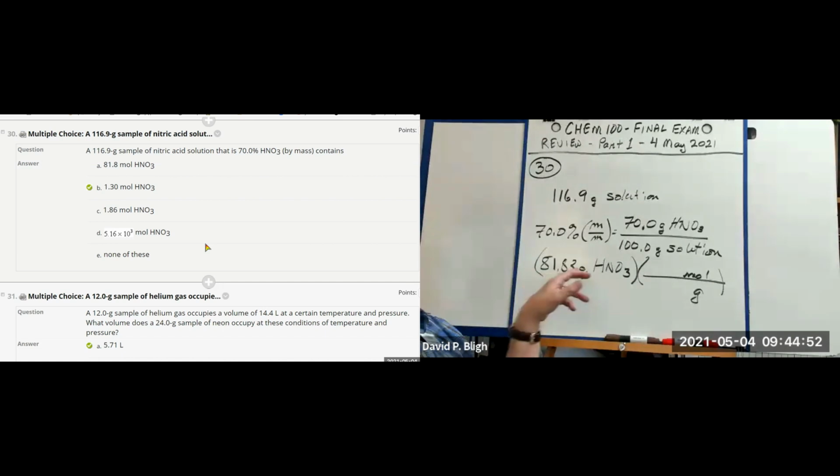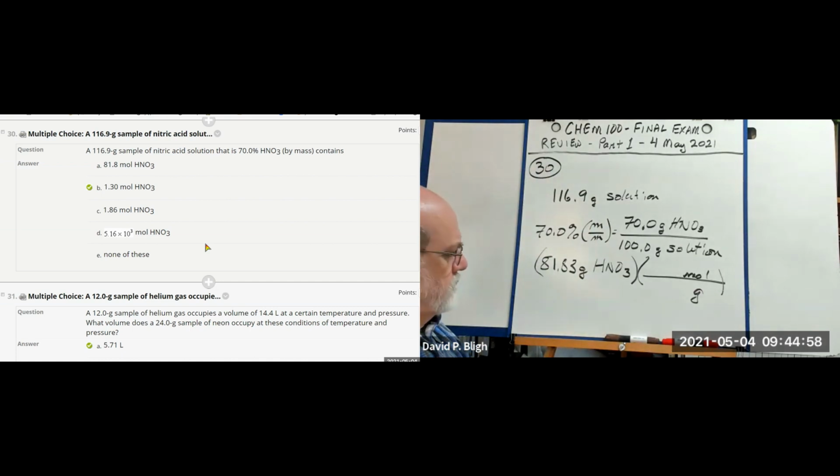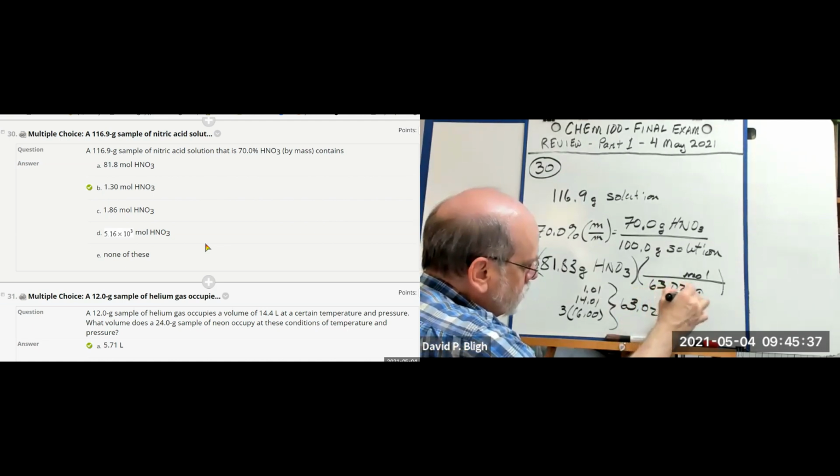Okay, so we need to know the molar mass of HNO3. All right, we're going to have to calculate that. So hydrogen is 1.01. Nitrogen is 14.01, I believe. Yep. And 3 oxygens, 16 each. There we go. So what is that value? 1.01, 14.01 added, and then 16 3 times. So I get 63.02 grams per mole.